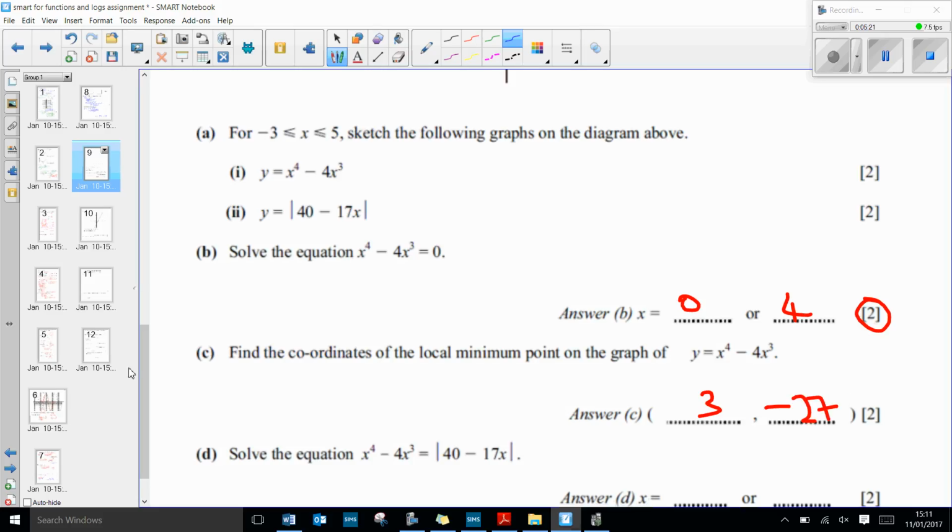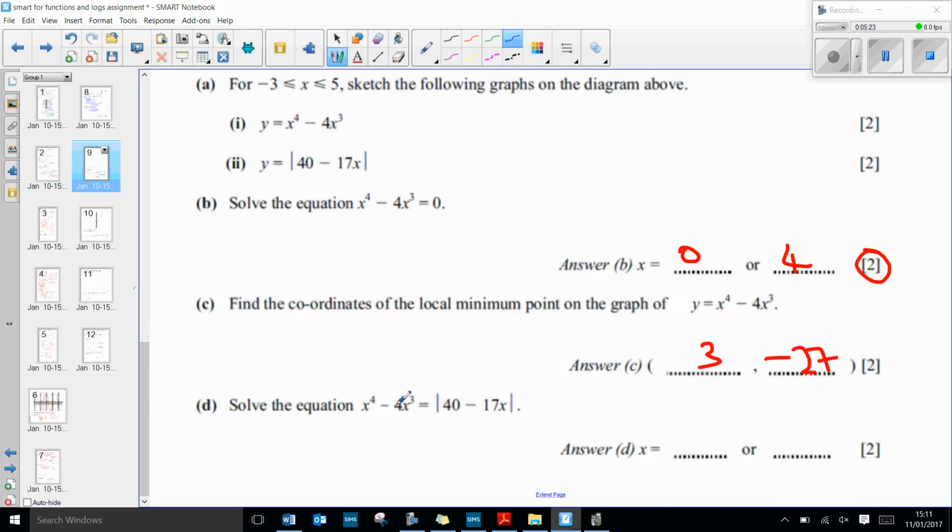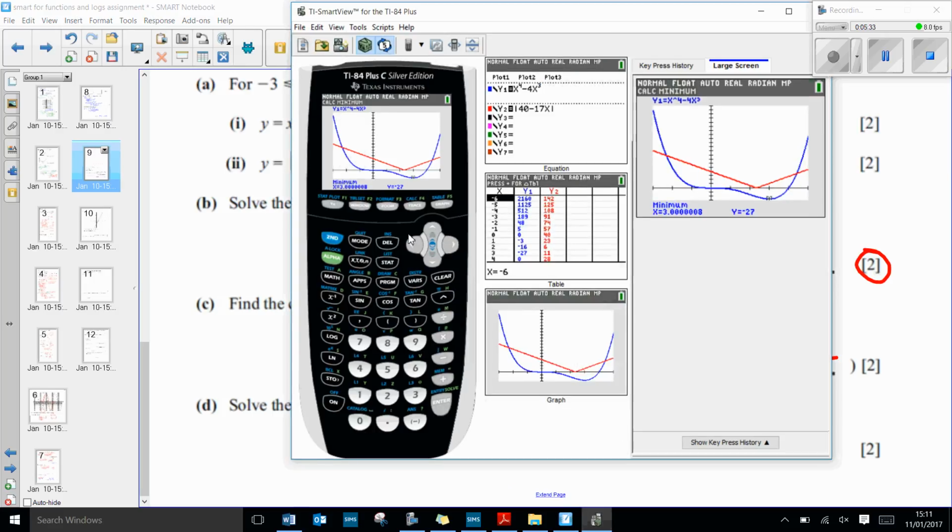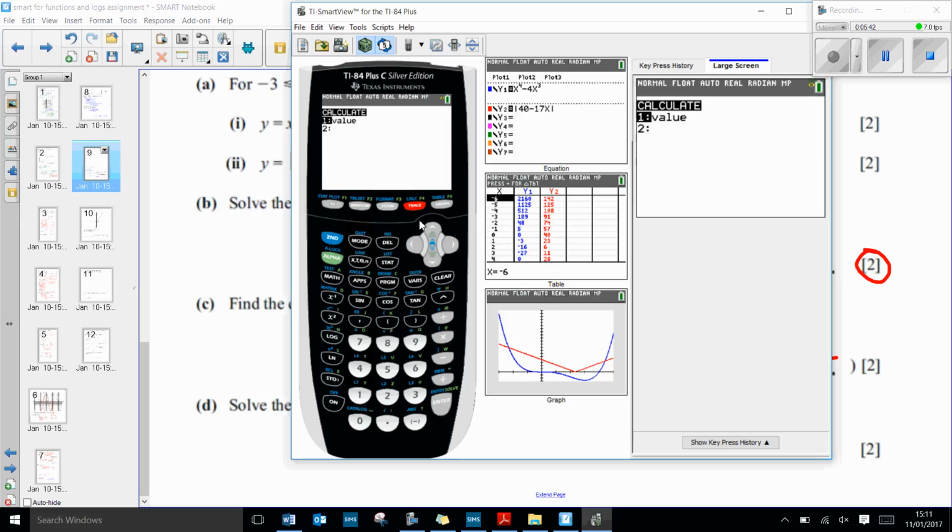We're asked to solve this is equal to this. It's only worth 2 marks. You've drawn both of those graphs. If you're solving that one equation is equal to the other, it means where they cross or where they meet. So we can see that they meet in 2 different places. And I just want to know the x values, so we use the calculate function. So second calc, and we're using intercept.